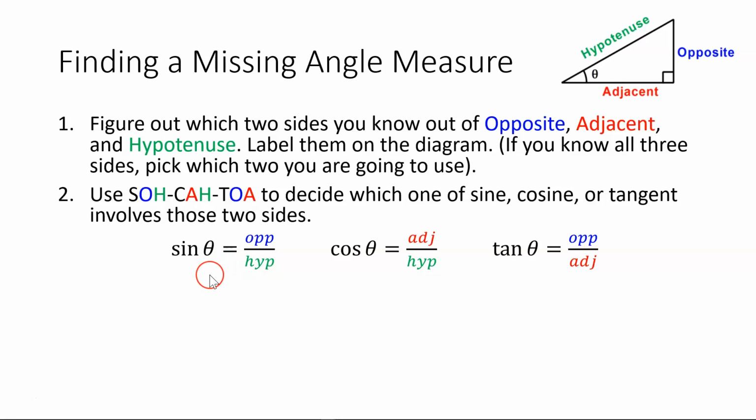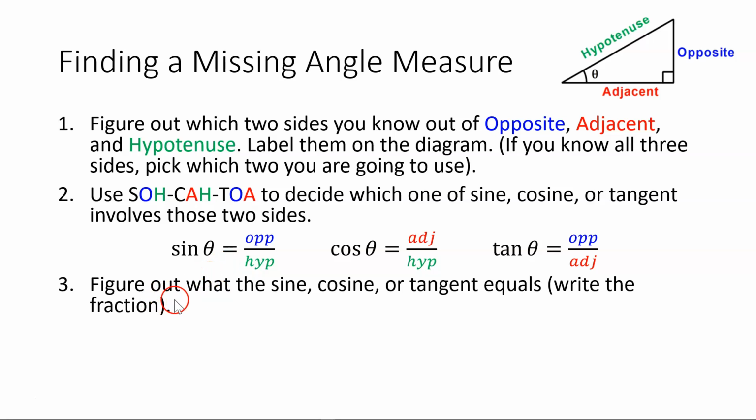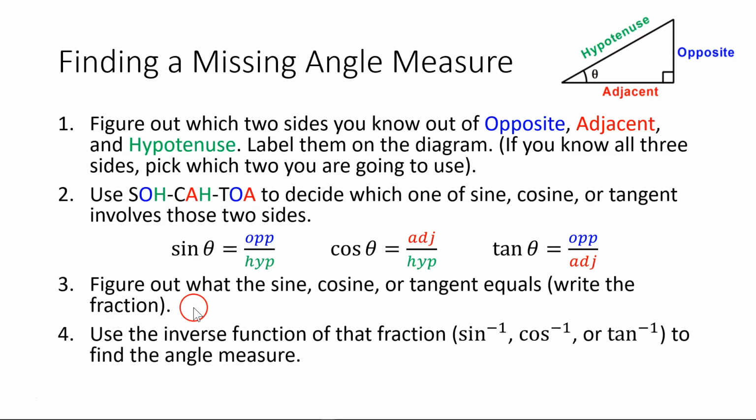So you write your fraction and then go ahead and use the inverse function of that fraction. So if you know that the sine is 5/13, what you'll type in your calculator is inverse sine of 5/13. Let's go ahead and look at some examples now.